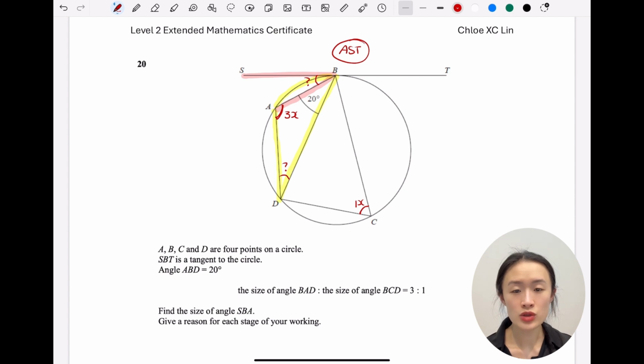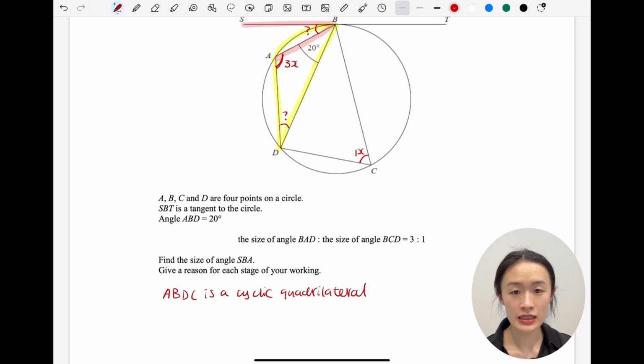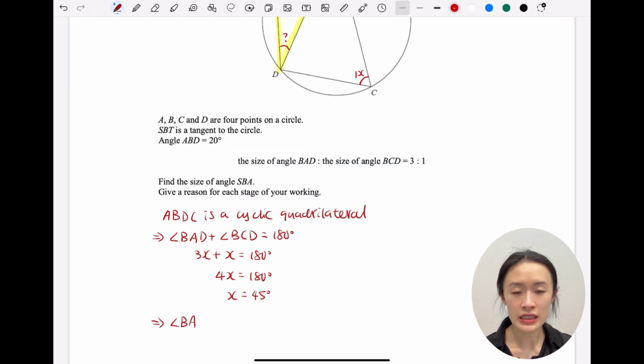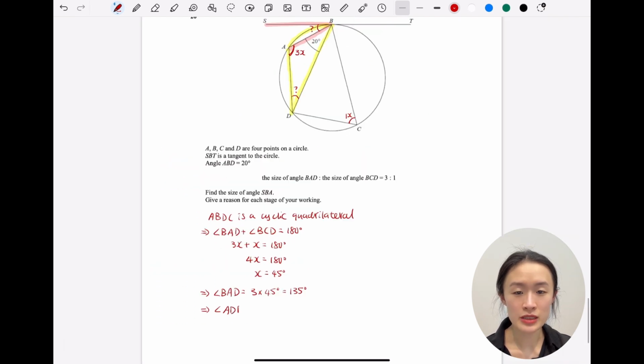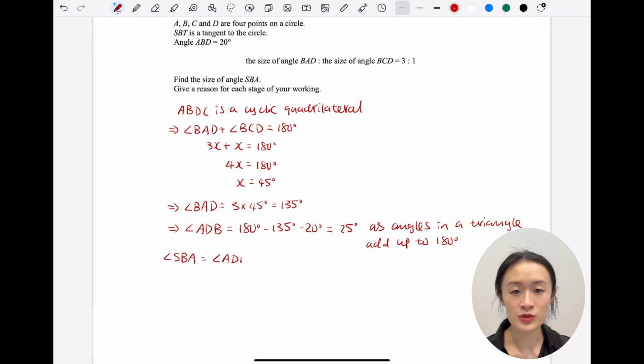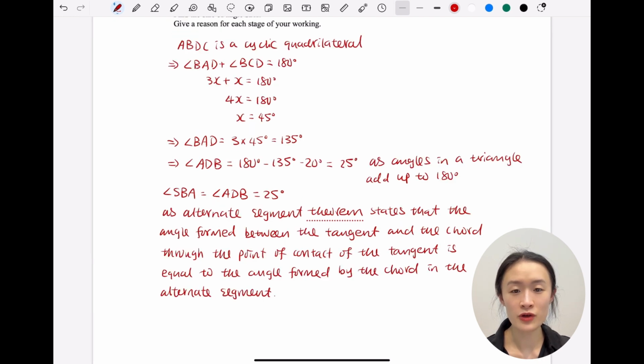First, we know quadrilateral ABCD is cyclic. Therefore, we know 3x plus x should be 180. Then that tells us 4x is 180. x, therefore, is 45. So we can work out BAD, that's 3 times 45, which is 135. Then we can work out angle ADB because angles in a triangle add up to 180. Therefore, ADB is 25 degrees. And now we can conclude SBA is going to be 25 degrees as well, because of the alternate segment theorem.